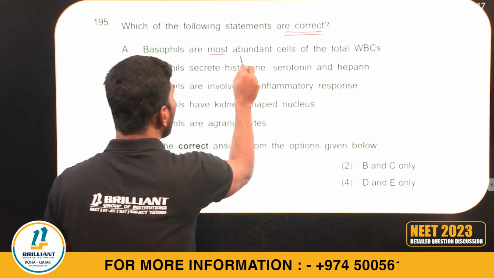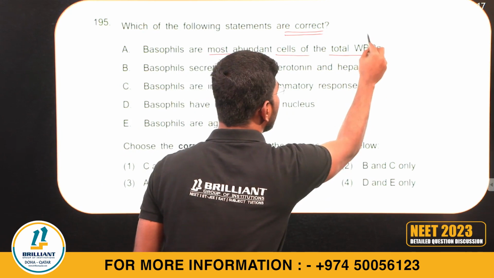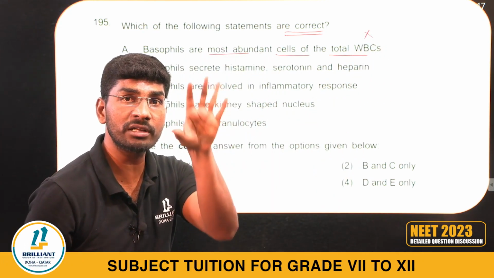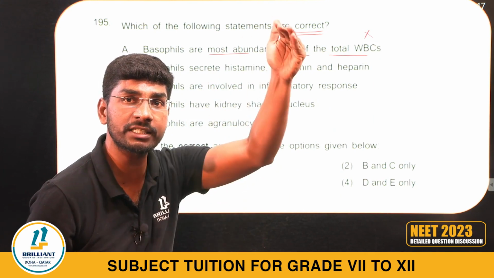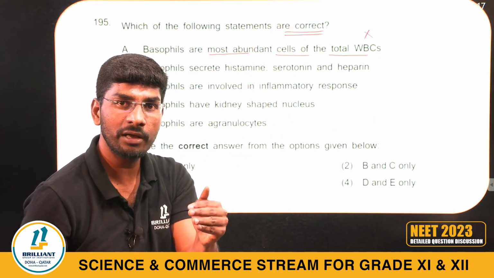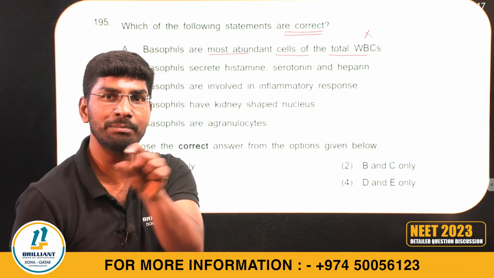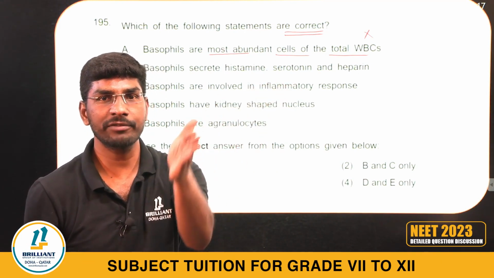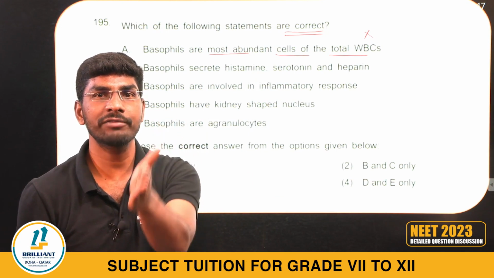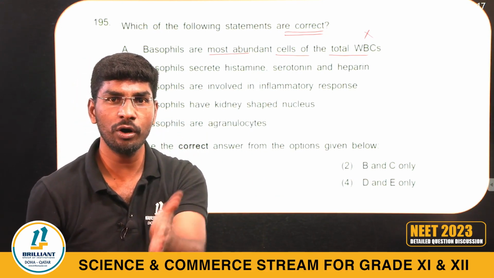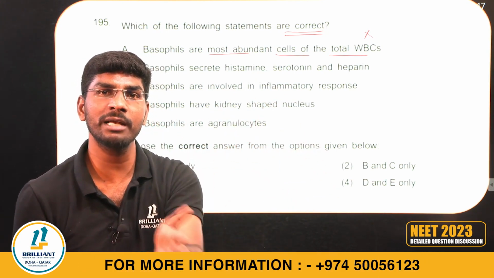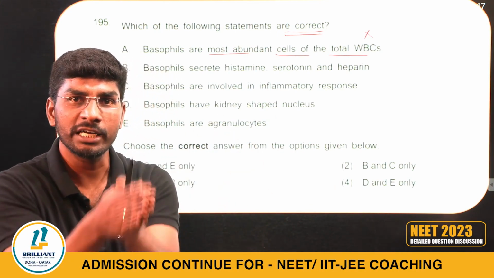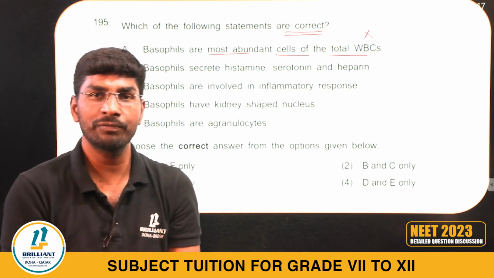Basophils are the most abundant cells in the total WBC. Wrong statement. Do you remember I gave the mnemonic to remember all the blood cells from highest number to lowest number in WBC? Never let me eat banana. Neutrophils, lymphocytes, monocytes, eosinophils, and the last one is basophils.